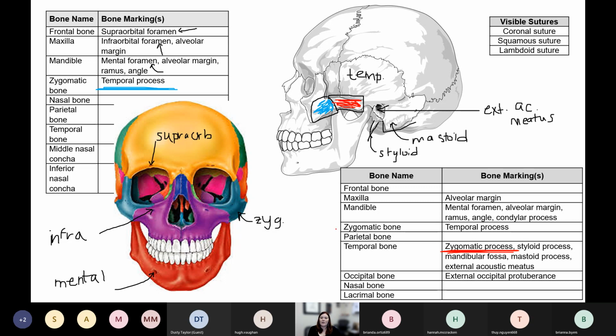Other bone markings I want to point out. I want to briefly chat about our sutures. Remind me, when I talk about sutures, these are joints that do or do not move. Sutures do or do not move. We're going way back to lesson 1 in lecture. Dusty votes do not. Anybody agree or disagree?